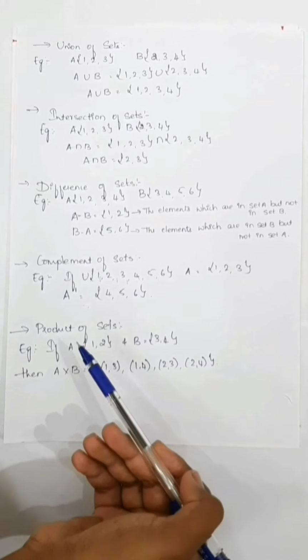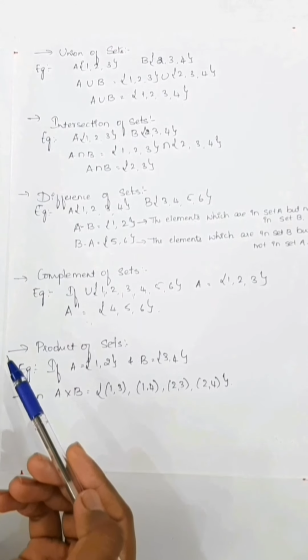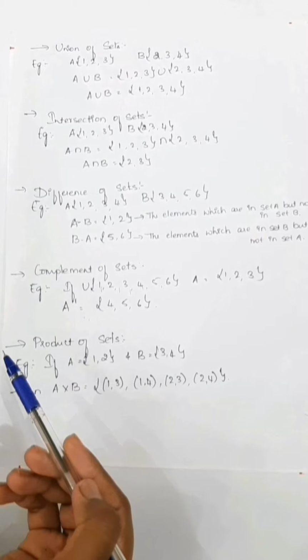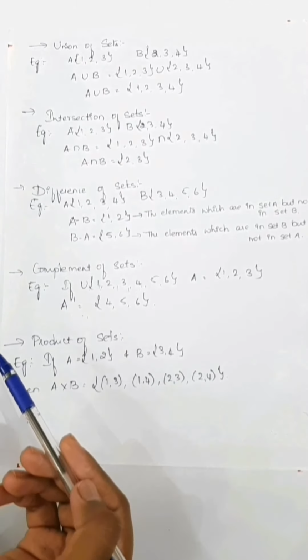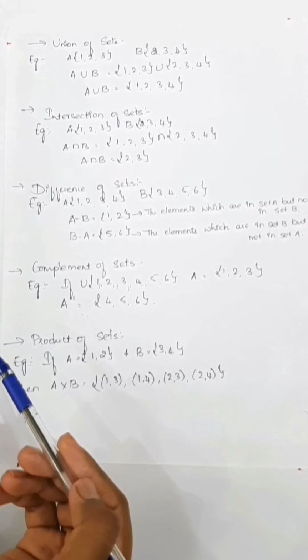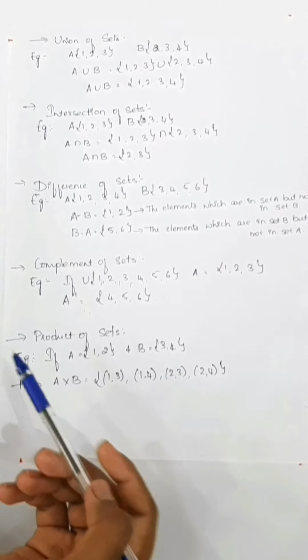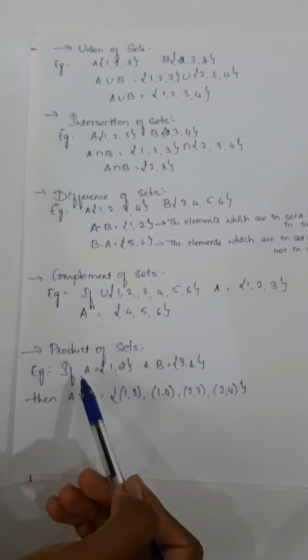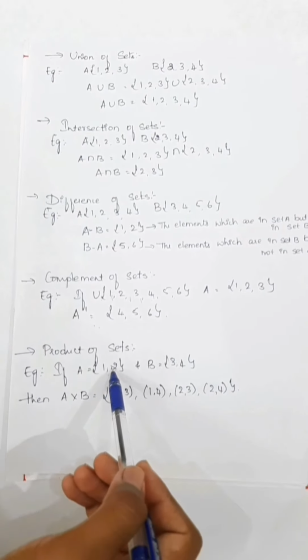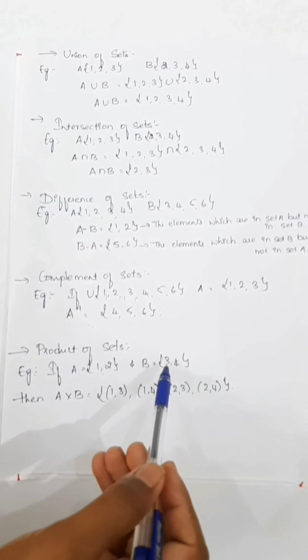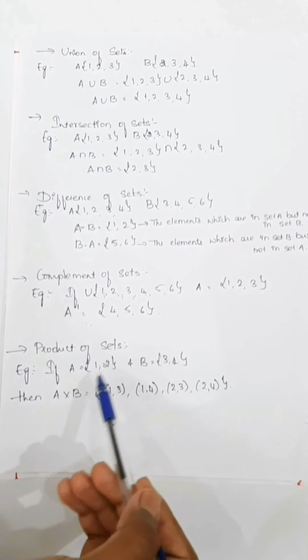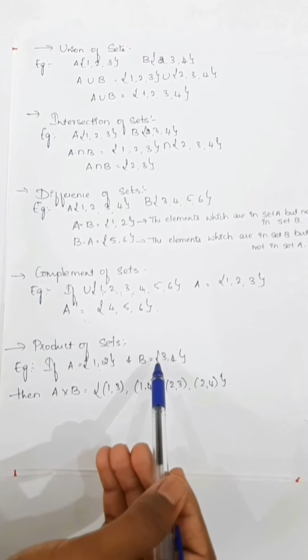Next, product of set. Product of set is nothing but set of all the ordered pairs with first element from the first set and first element from the second set and so on. Example, if set A has 1 and 2 elements and set B has 3 and 4 elements, we have to order-pair these two sets.